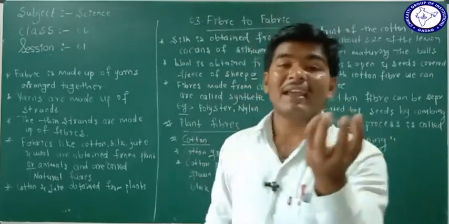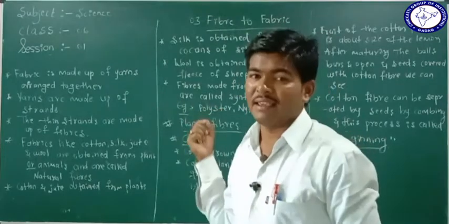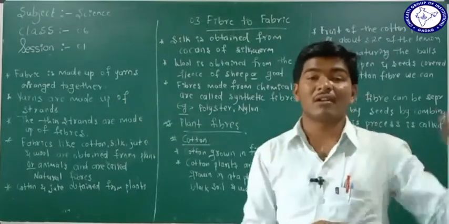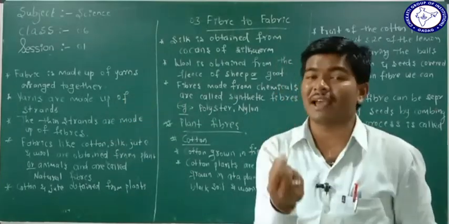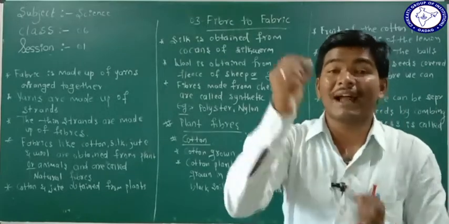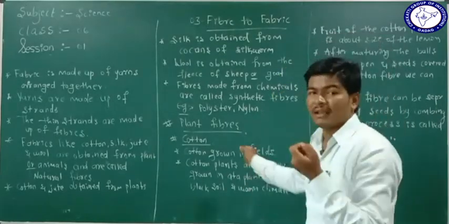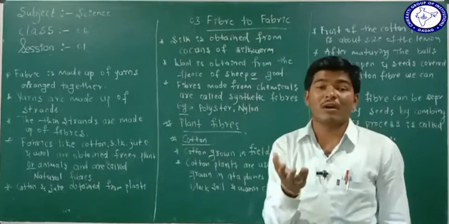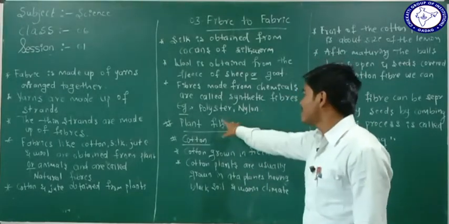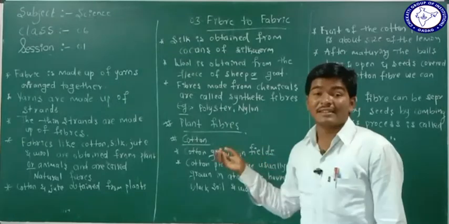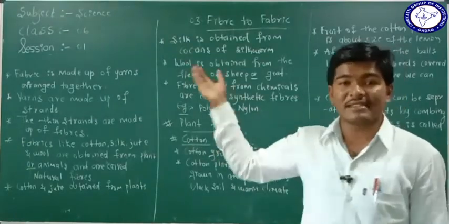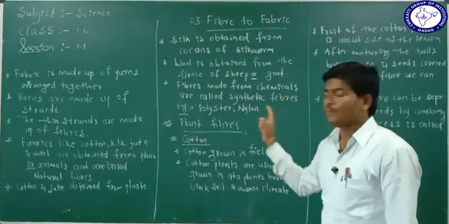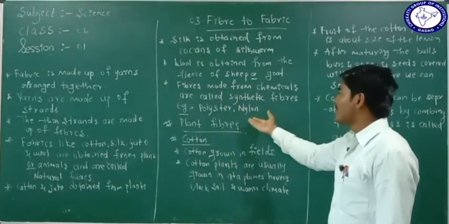But where are those yarns from? Those yarns are not plant products and not animal products. How do we get those yarns? We get those bag yarns from chemicals. See here, the fibers which are made from chemicals are called synthetic fibers. For example, polyester and nylon are synthetic fibers. What are synthetic fibers here? The fibers which are made from chemicals are called synthetic fibers. Examples for synthetic fibers are polyester and nylon.